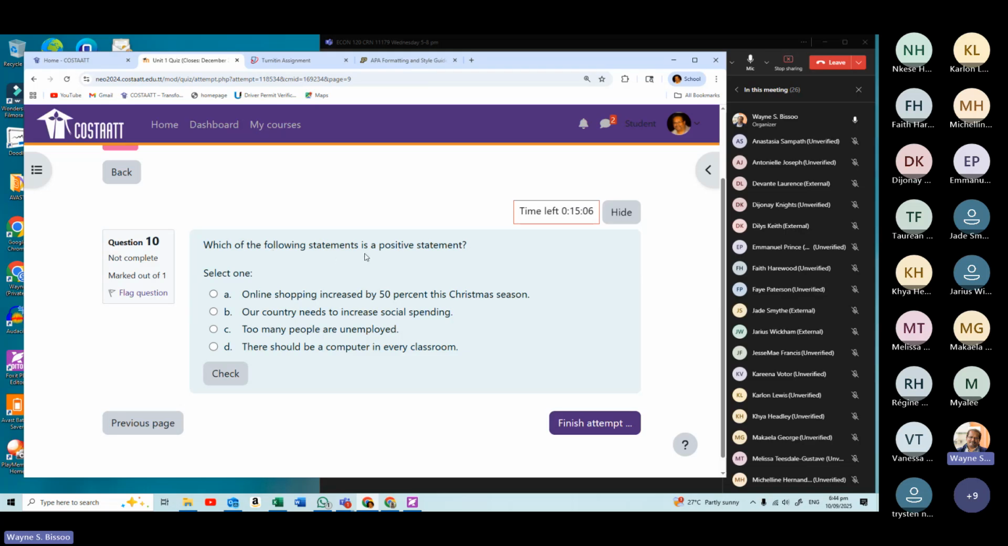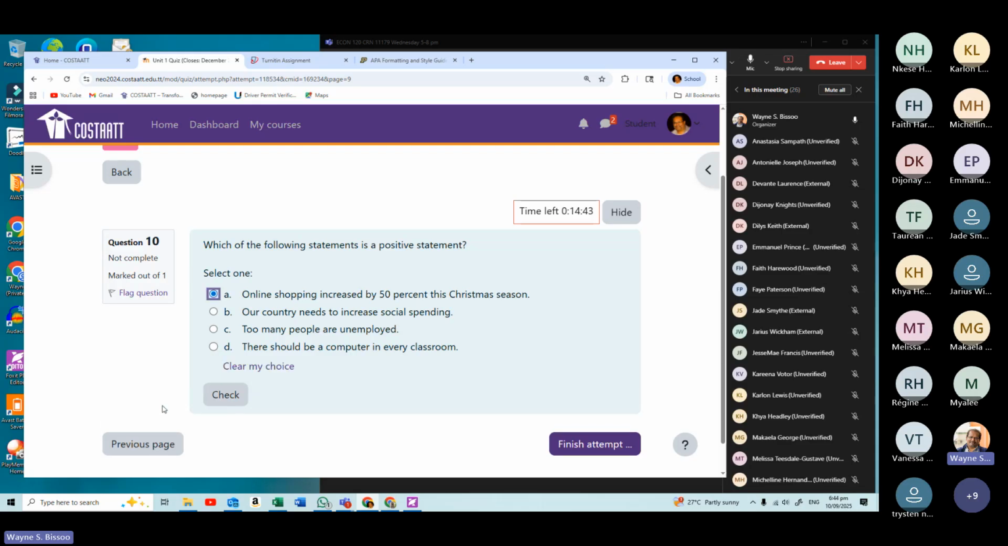Which of the following statements is a positive statement? Online shopping increased by 50% this Christmas season. Our country needs to increase social spending. Too many people are unemployed. There should be a computer in every classroom. Which one is a positive statement? A. Why is that a positive statement? It just gives off more positive vibes than the rest. Positive vibes. I like that. All right.